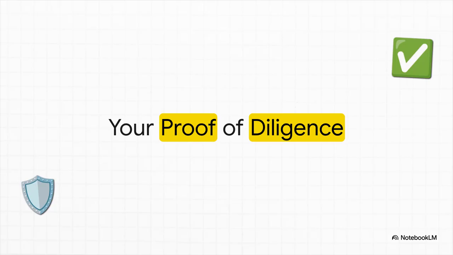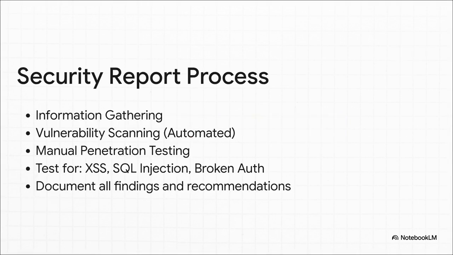Okay, the system is live, but you can't just cross your fingers and say, yep, it's secure. You have to prove it. And that's where the security report comes in. And this whole process is something you'll want to have down pat. You start by just gathering information about the system. Then you run automated vulnerability scans. That's like the first line of defense.